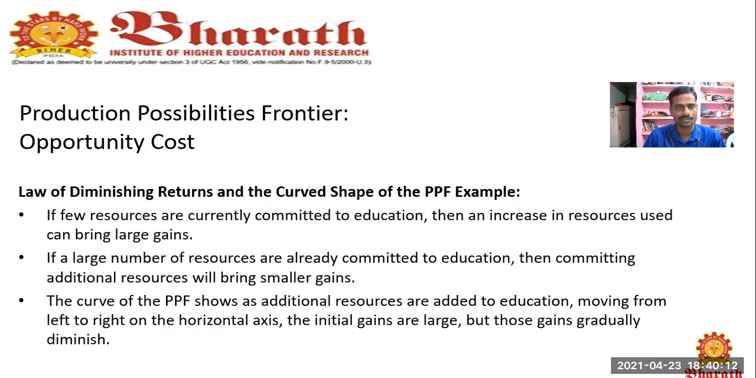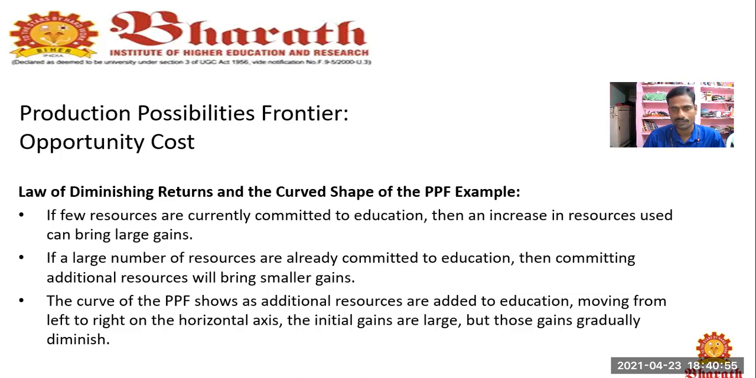Here we apply opportunity cost, the law of diminishing returns, and the curved shape of the production possibility frontier. For example, if few resources are currently committed to education, then an increase in resources used can bring large gains. At any cost, we can't say that education is not important at this moment. So if we invest in education, then the benefit would be there in the future. It will bring large gains in the near future.